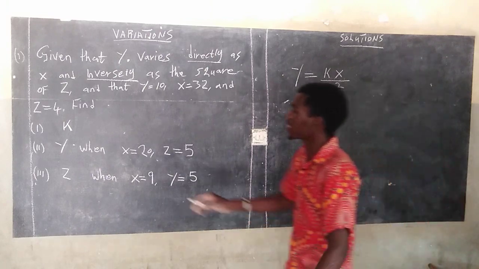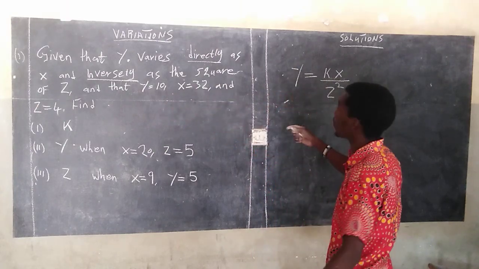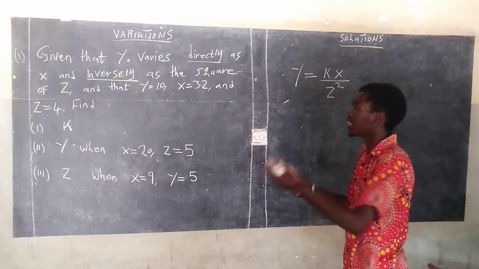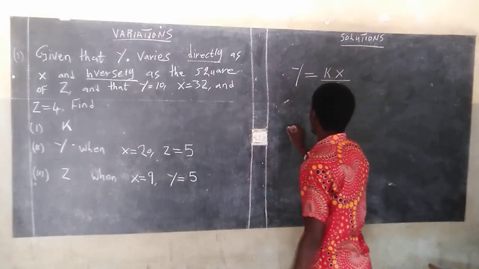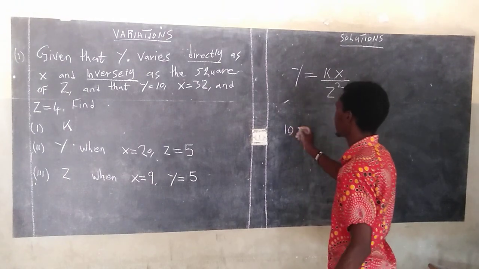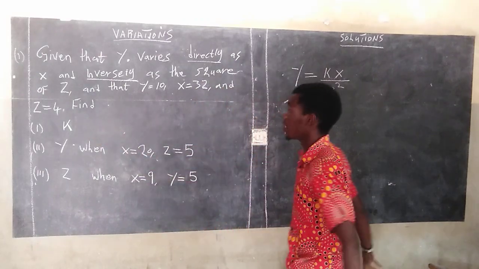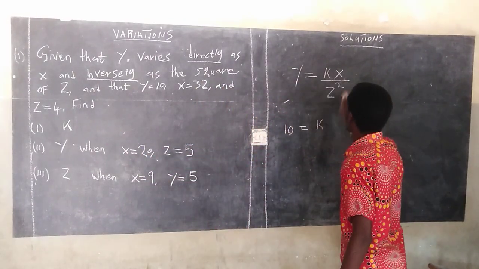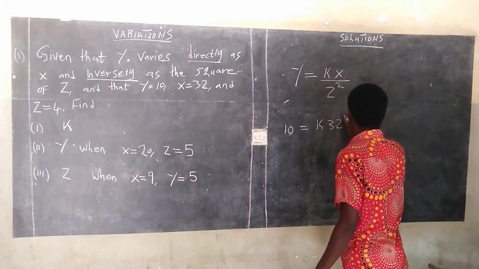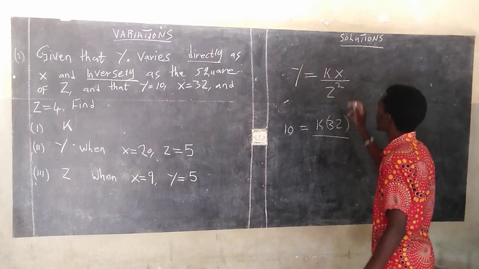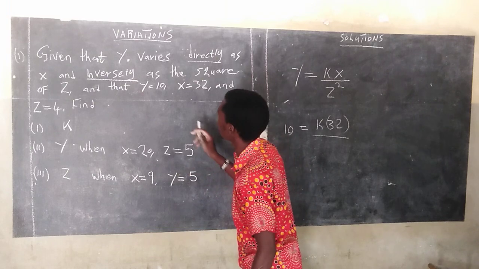The first question is saying find k. Here we've been told that y is equal to 10, so now I'm going to start plugging in, replacing. My y is 10. So 10 is equal to k, since we are finding the value of k. What's my x? My x is 32. So I'm going to say 32 over, what's my z? My z is 4.